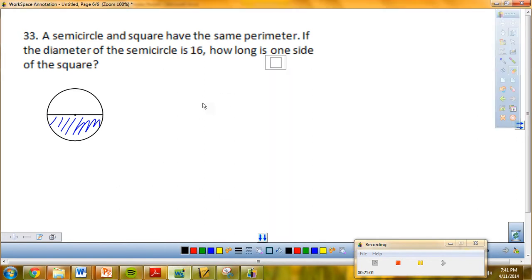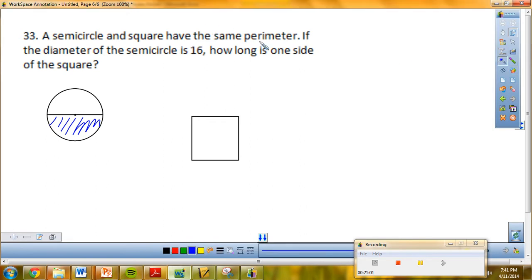have the same perimeter. So right away I see the word perimeter, and I'm thinking in my head, all right, what are the formulas for perimeter of a square? Well, I know that I have side, side, side, side. So the perimeter is adding all 4 of those sides up, or just saying 4 times whatever the side is, because they're all the same.